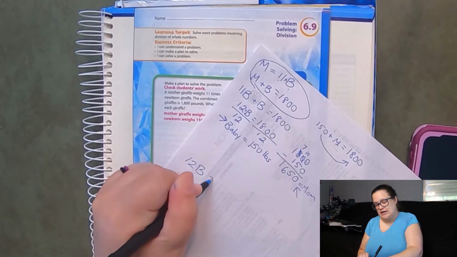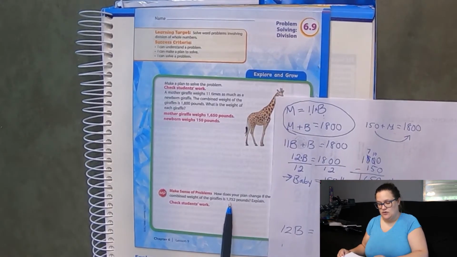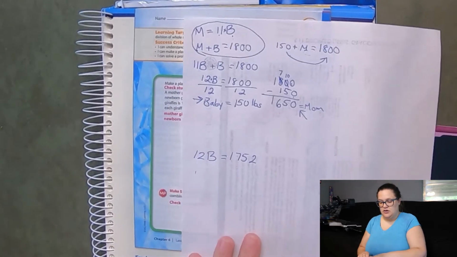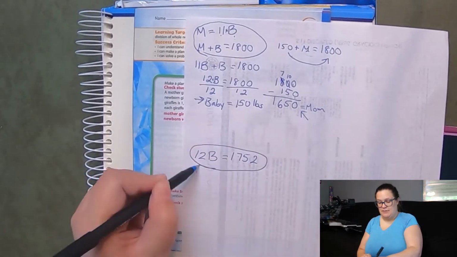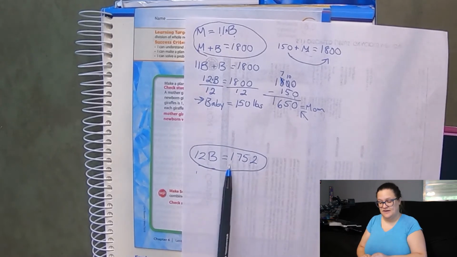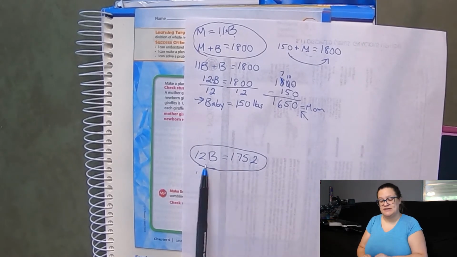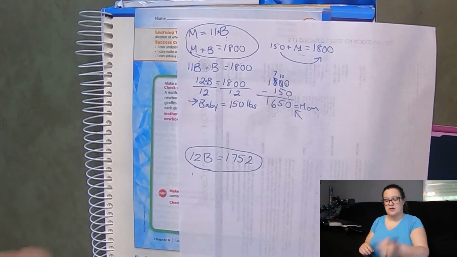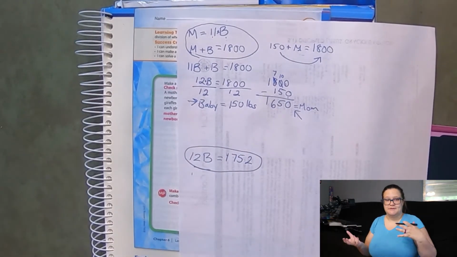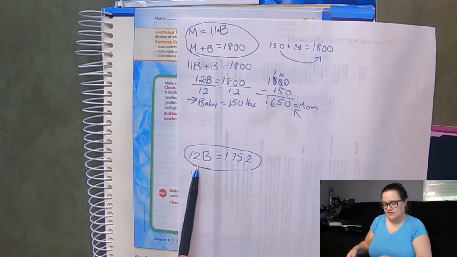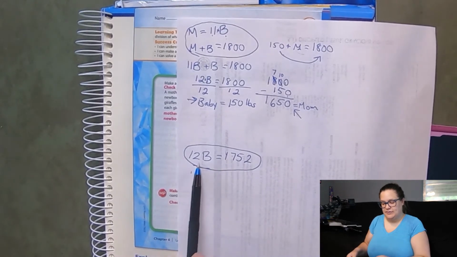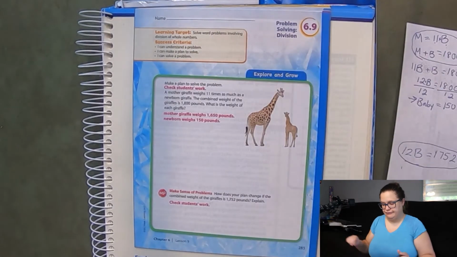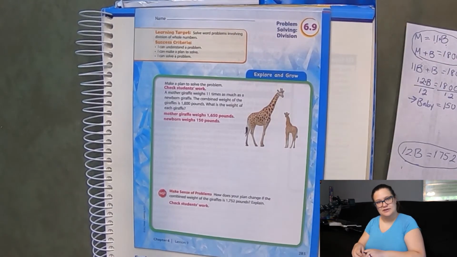So you would put 12B equals the new weight of 1,752. So this would be how my plan changes. This is all that would change, and then you would still divide by 12 to find baby, and then you would still subtract baby's weight from this new total to find the mom. Okay, so this is my new plan. 12B equals 1,752. Okay, let's look at some more.